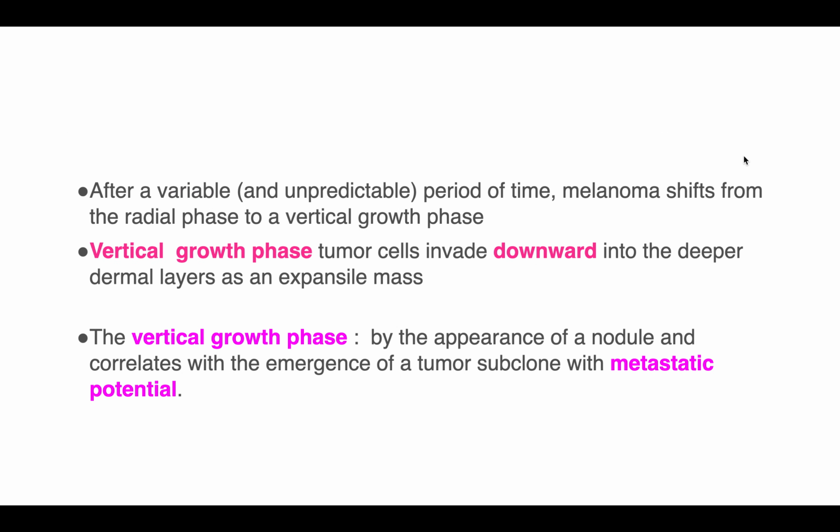Then going to the vertical growth phase. After a variable and unpredictable period of time, melanoma shifts from the radial phase to a vertical growth phase. In the vertical growth phase, the tumor cells go into deep dermal layers and present as a mass. Here the tumor acquires the tendency to metastasize, that is, metastatic potential.